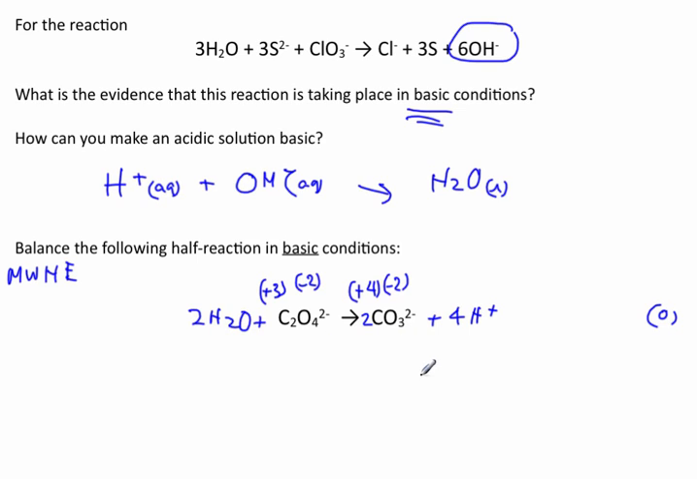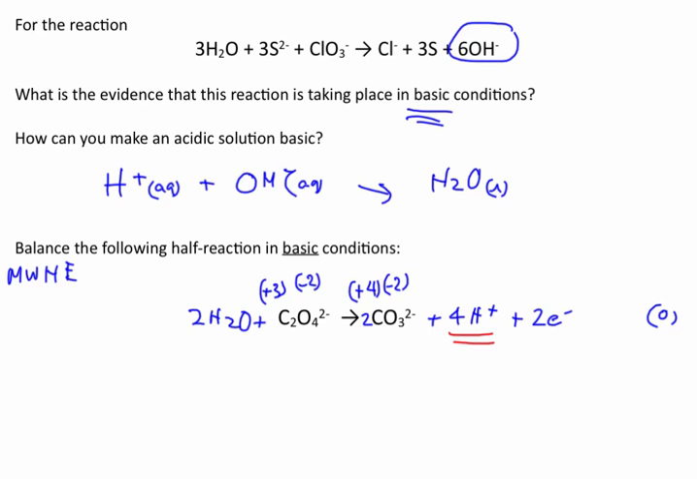There's my acidic solution. I still have to balance by charge. 2 minus, and this is 4 minus and 4 plus, 0. So overall, 2 minus on the left, 0 on the right. How do I make those equal? I add 2 electrons on the product side. And again, it's an oxidation. One of the products of an oxidation is electrons, the loss of electrons. So now I don't have a basic solution, I have an acidic solution. I have 4H+. But how do I make it basic?